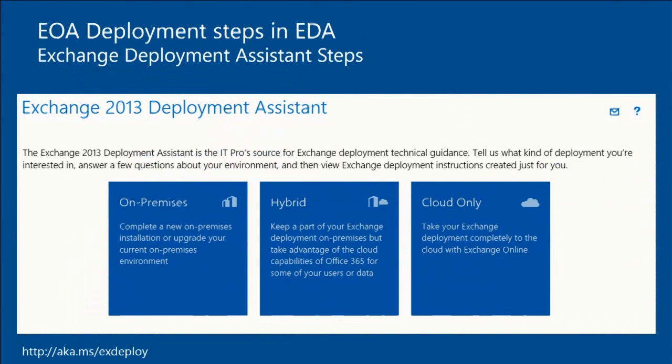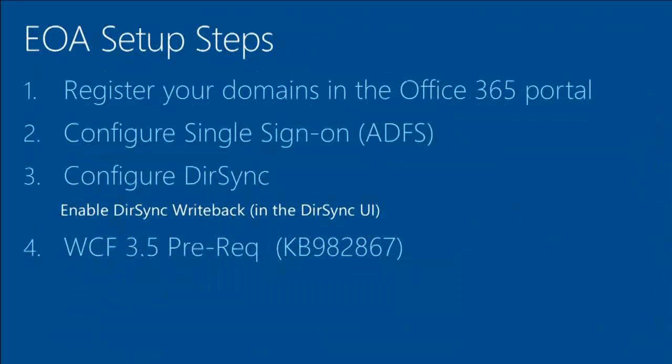How do you deploy it? There is an easy-to-use tool called the Exchange Deployment Assistant, or EDA. The URL is down there, aka.ms/xdeploy. What that allows you to do is go in, click on hybrid, and answer a few questions, like what is your existing infrastructure, whether it's 2010 or 2013, and where do you want to go. It'll give you a step-by-step checklist of things to do to move to the cloud or set up a hybrid organization. Let's take a look at some of the steps that you will go through.